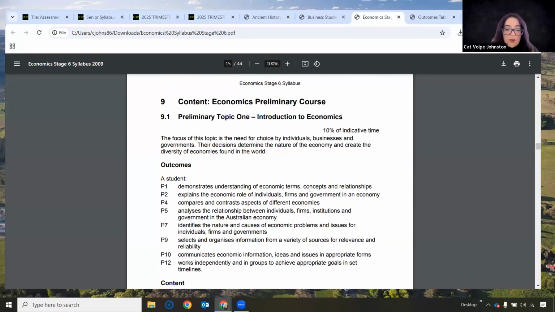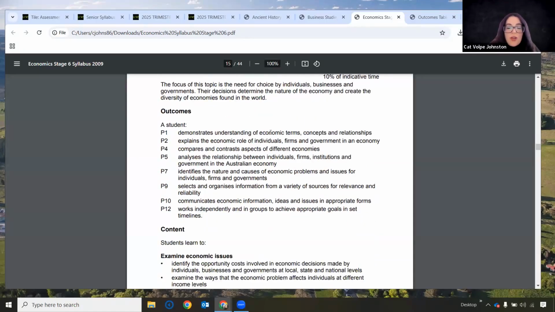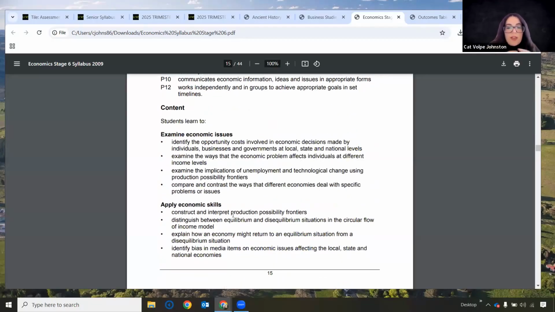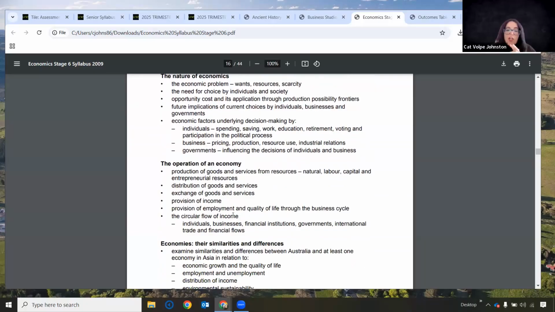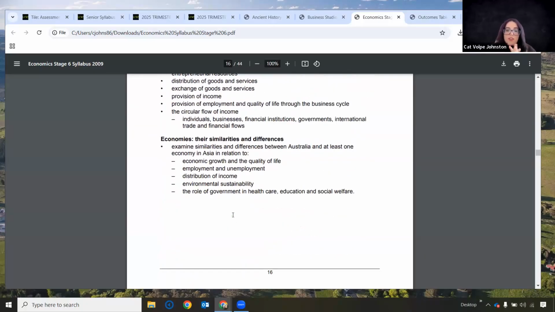That was only 12 hours, but it shows you what outcomes are relevant to that unit of work. Coming in and having a look, it's set up a little bit differently. Students are examining economic issues, applying economic skills. Students are learning about the nature of economics, the operation of an economy, and economies' similarities and differences.